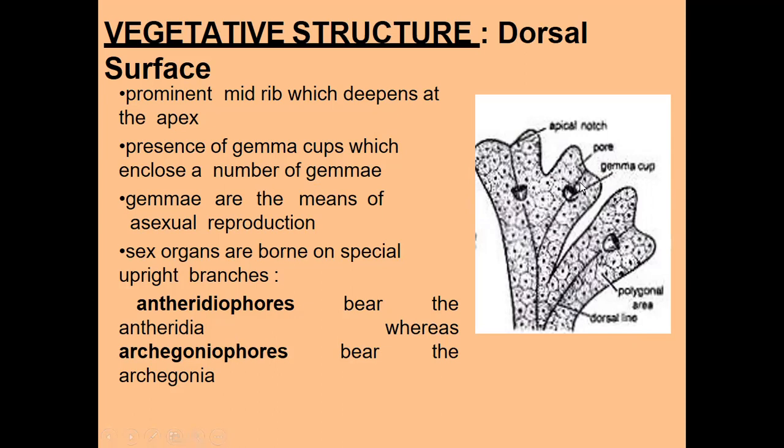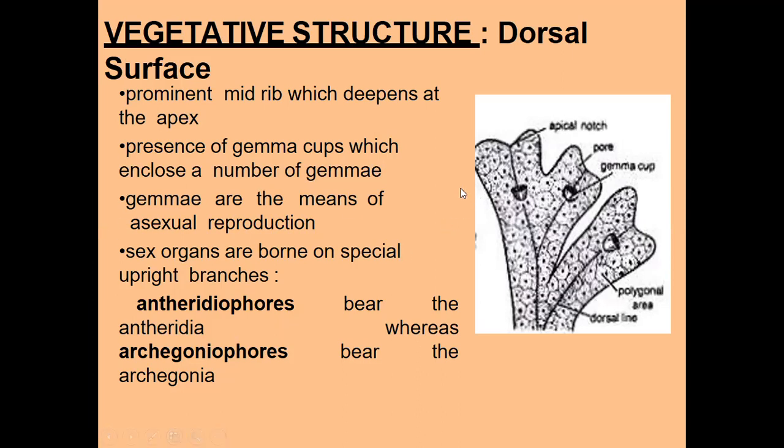Why is it the gametophyte? Because at the time of reproduction, from the vegetative thallus it develops the reproductive organs: the male reproductive organ, called the antheridiophore with the antheridia, and the female reproductive organ, called the archegoniophore with the archegonia. The male and female reproductive organs are formed directly from the adult thallus. Hence, the thallus plant body is referred to as the gametophyte.